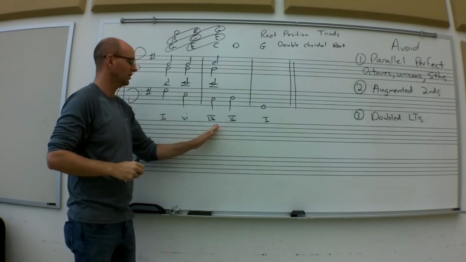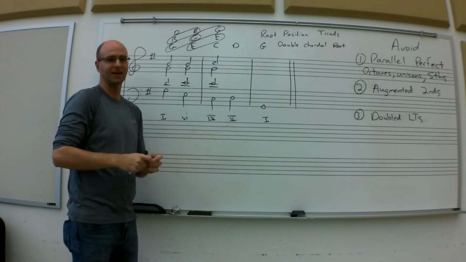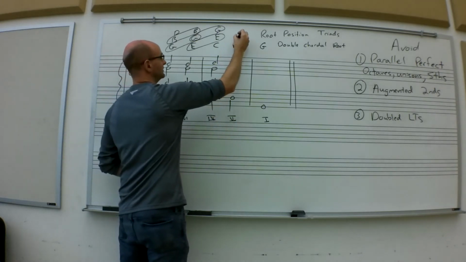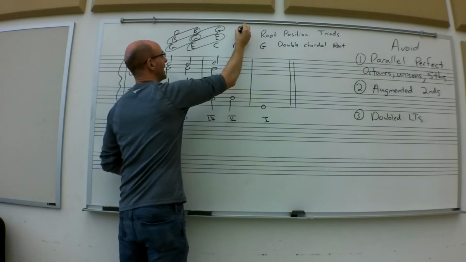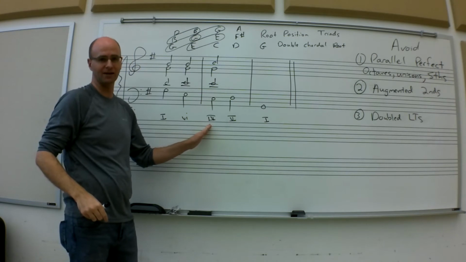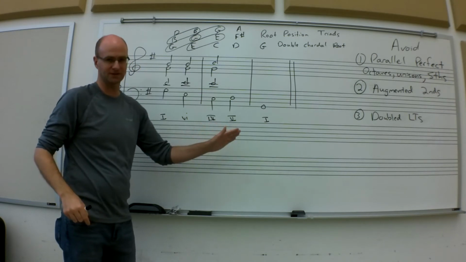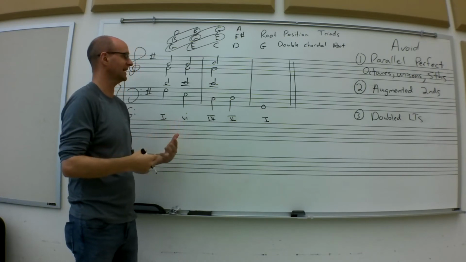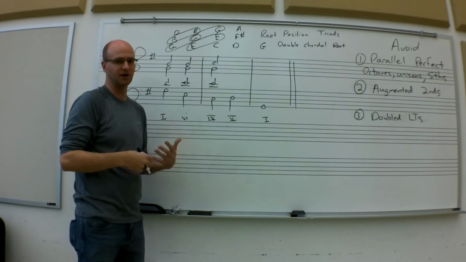Whenever we have root motion by second, we are going to have 0 common tones. This 5 chord is going to have the notes D, F sharp, and A, and none of those pitches appear in the 4 triad, okay? So that means all the voices are going to have to move, and as we saw in an earlier video on root relationships by second, I showed you how it's very easy to fall into that trap.